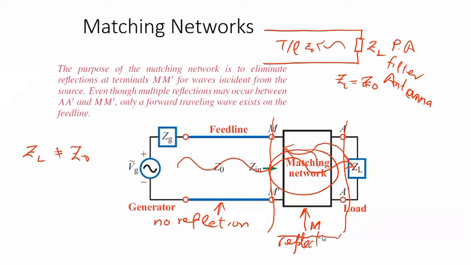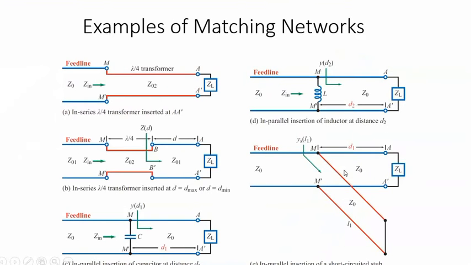There are different methods in which we can achieve the matching. The one is known as the lambda by 4 transformer. So what is meant by lambda by 4 transformer? It is used in the case when this load ZL is real. How it is used, we will be explaining later on in this presentation.